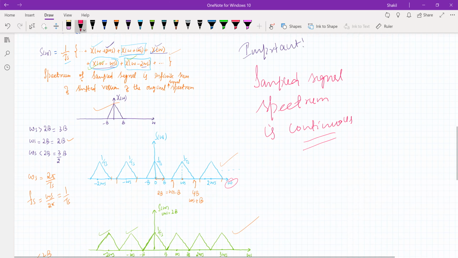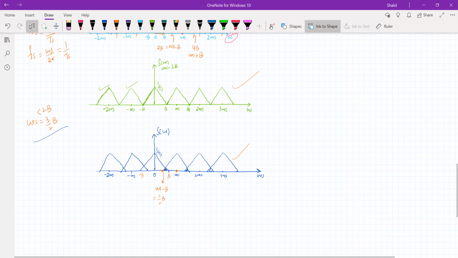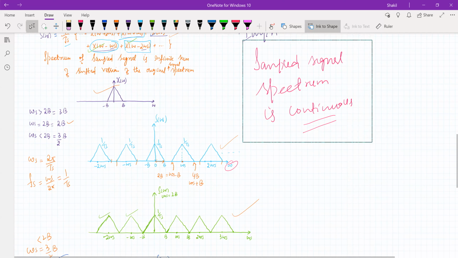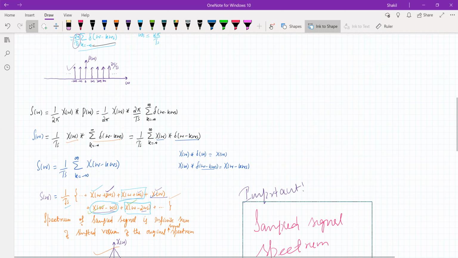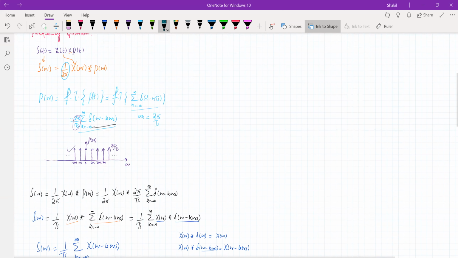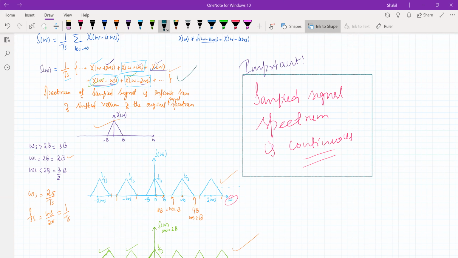So whatever is the spectrum of the continuous time signal, the spectrum of the discrete time or sampled signal is again continuous, the same. All right, so please plot it for 3 different cases. Let me stop here. In the next session, we are going to see how we reconstruct our signal from this, whether this is the time domain form or the frequency domain form.